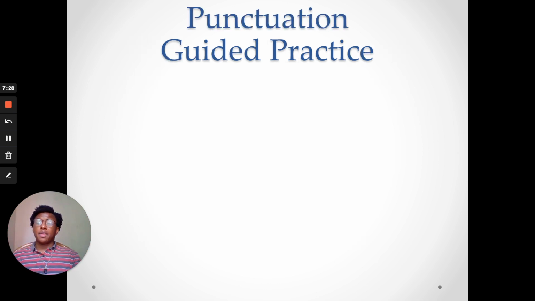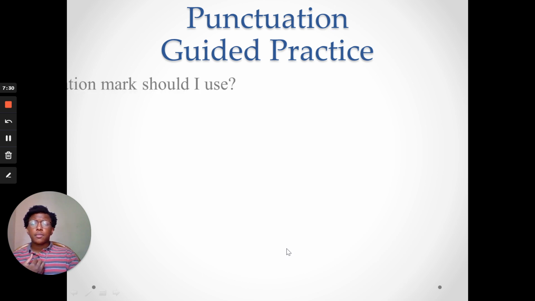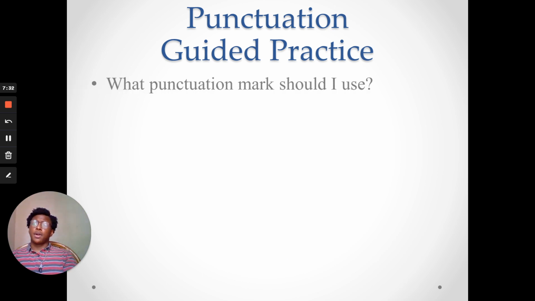Now let's do some guided practice with this. Which punctuation mark do you think that I should use? If you think that I should use a period, you're going to go like this. But if you think I should use a question mark, you're going to put your hand on your chin. And if you think I should use an exclamation mark, you're going to wave your hands in the air like you're really, really excited.